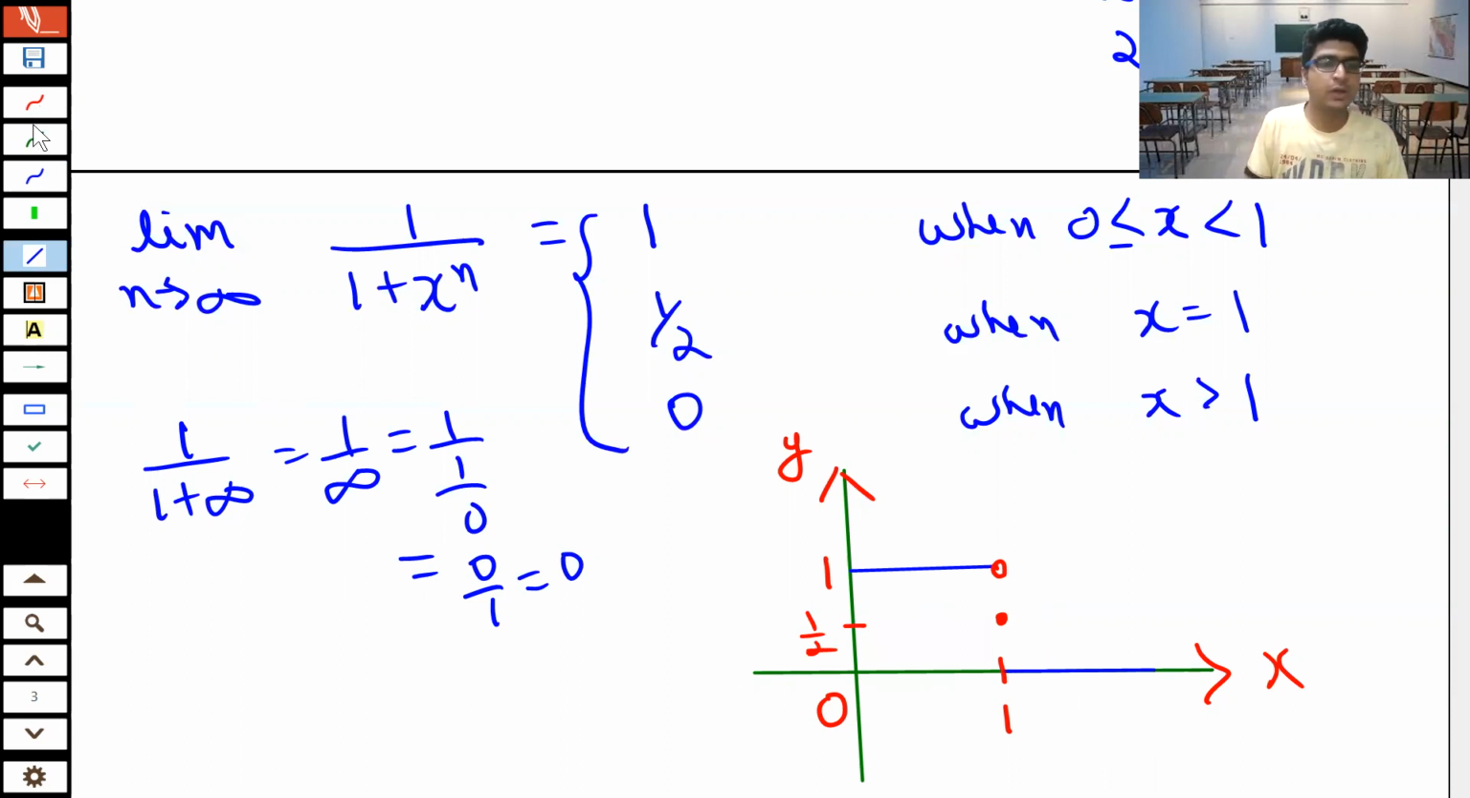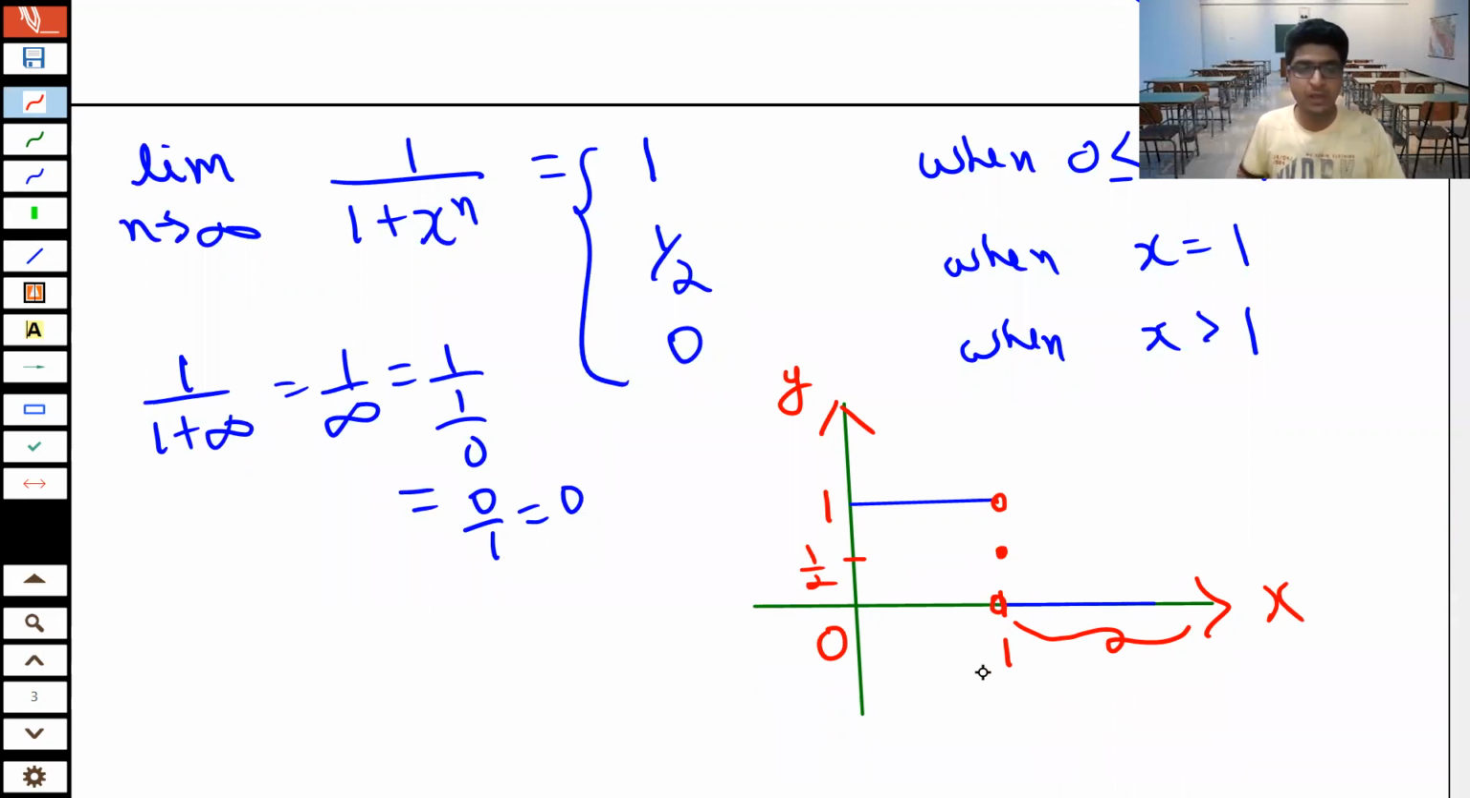So clearly it is discontinuous at 1, right? Before 1, it is defined everywhere and it is continuous. After 1, it is defined everywhere and it is continuous. Exactly at 1, you can notice that the left hand limit is different than the right hand limit, right?